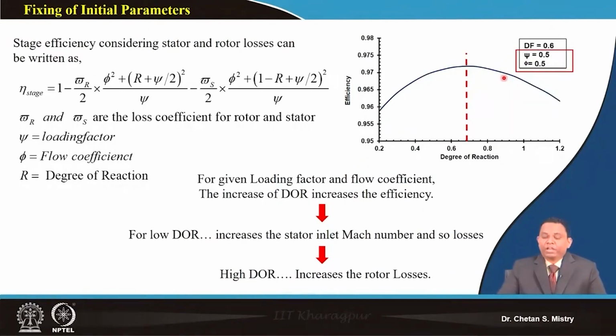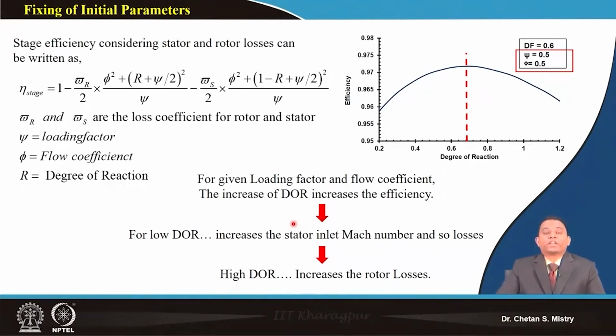Say we fix our loading coefficient and flow coefficient, and we take the variation of degree of reaction with the efficiency. It says with the degree of reaction increased, efficiency will rise up to a particular extent. When the degree of reaction is lower, that increases my stator inlet Mach number, and that leads to increased losses. So just realize one thing, here we have flow separation coming into the picture. Okay, we have realized that part.